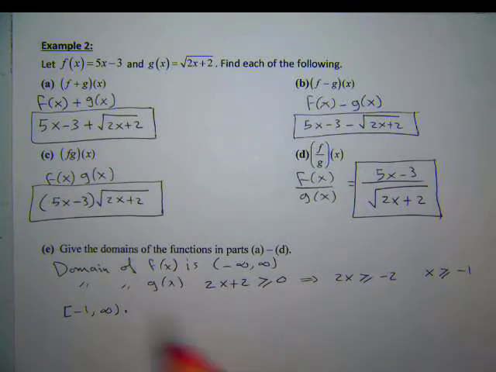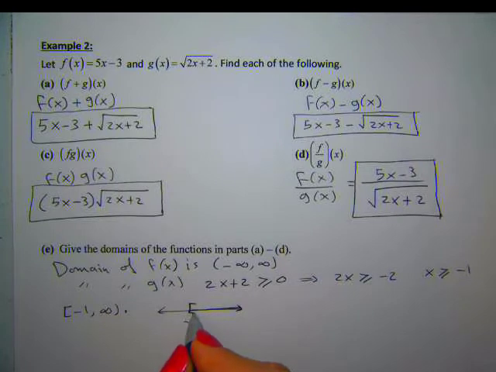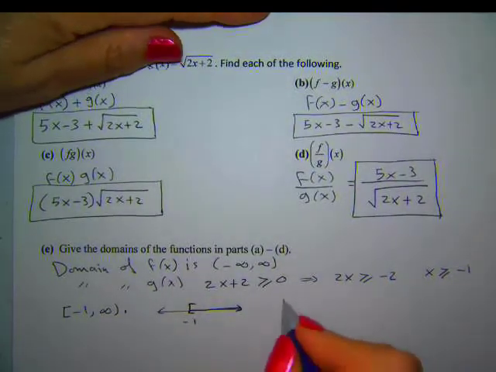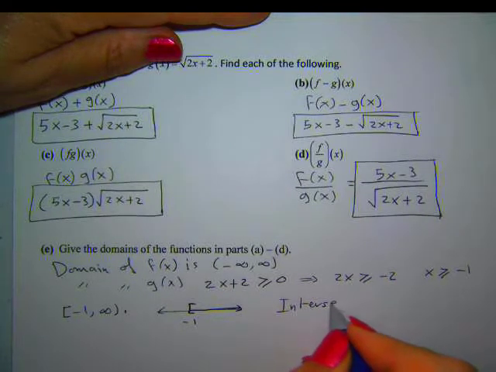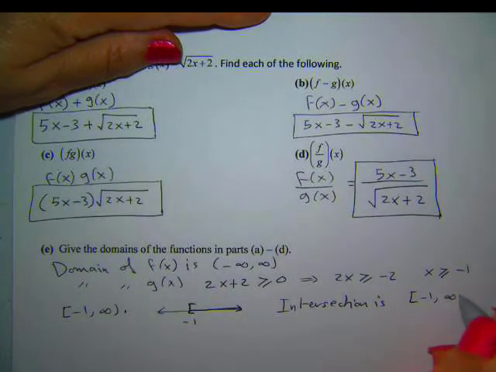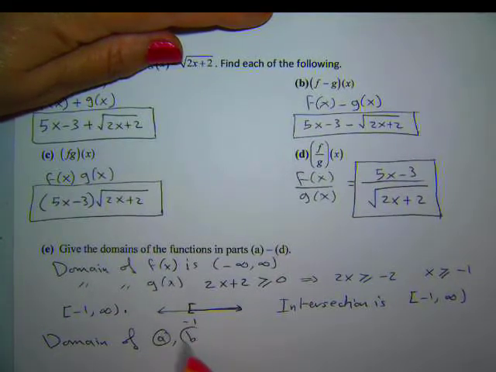Now, what is the intersection? If one of them is all real numbers and the other one is from negative 1 to infinity, the intersection is what's in common. What's in common is only the negative 1 to infinity. So the intersection is from negative 1 to infinity. And that is the domain of part A, part B, and part C.